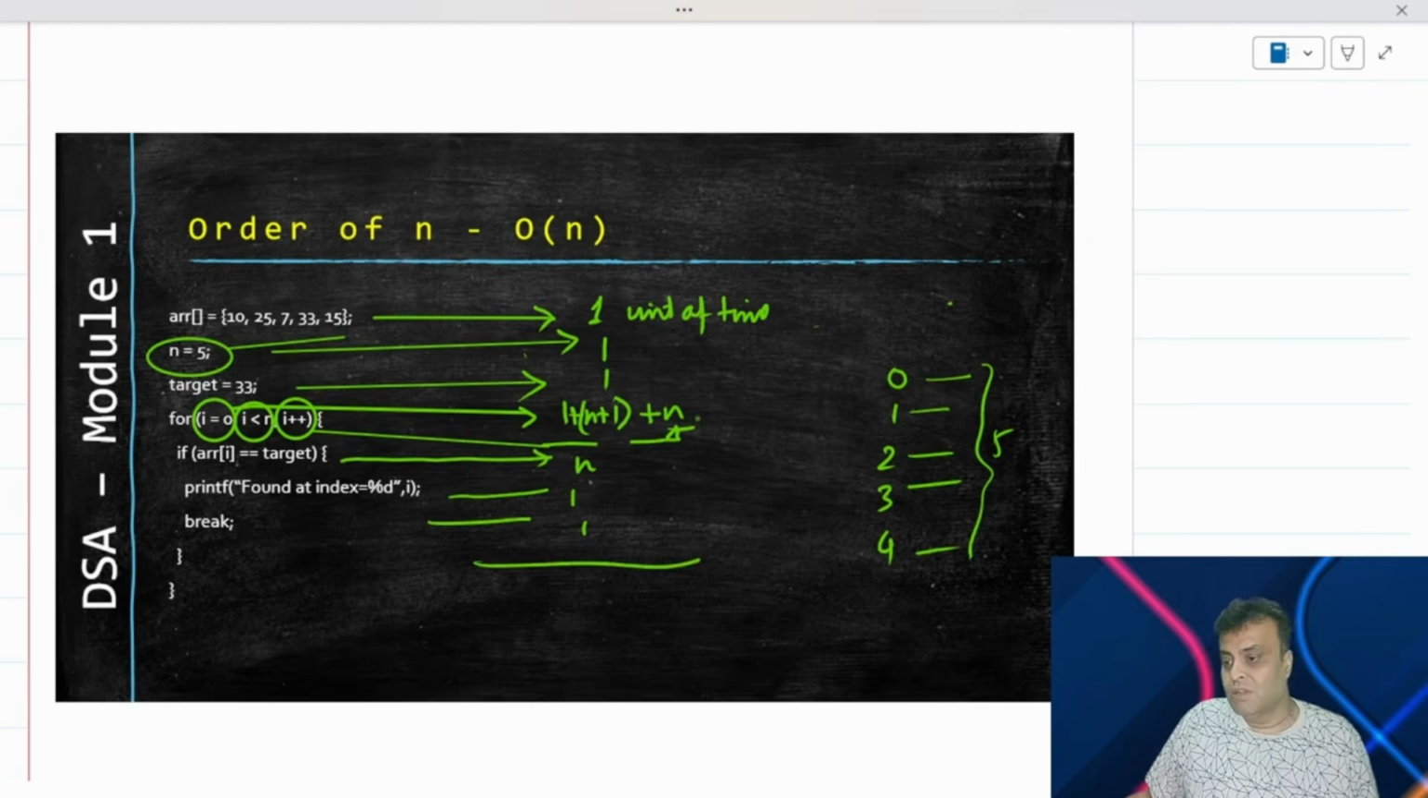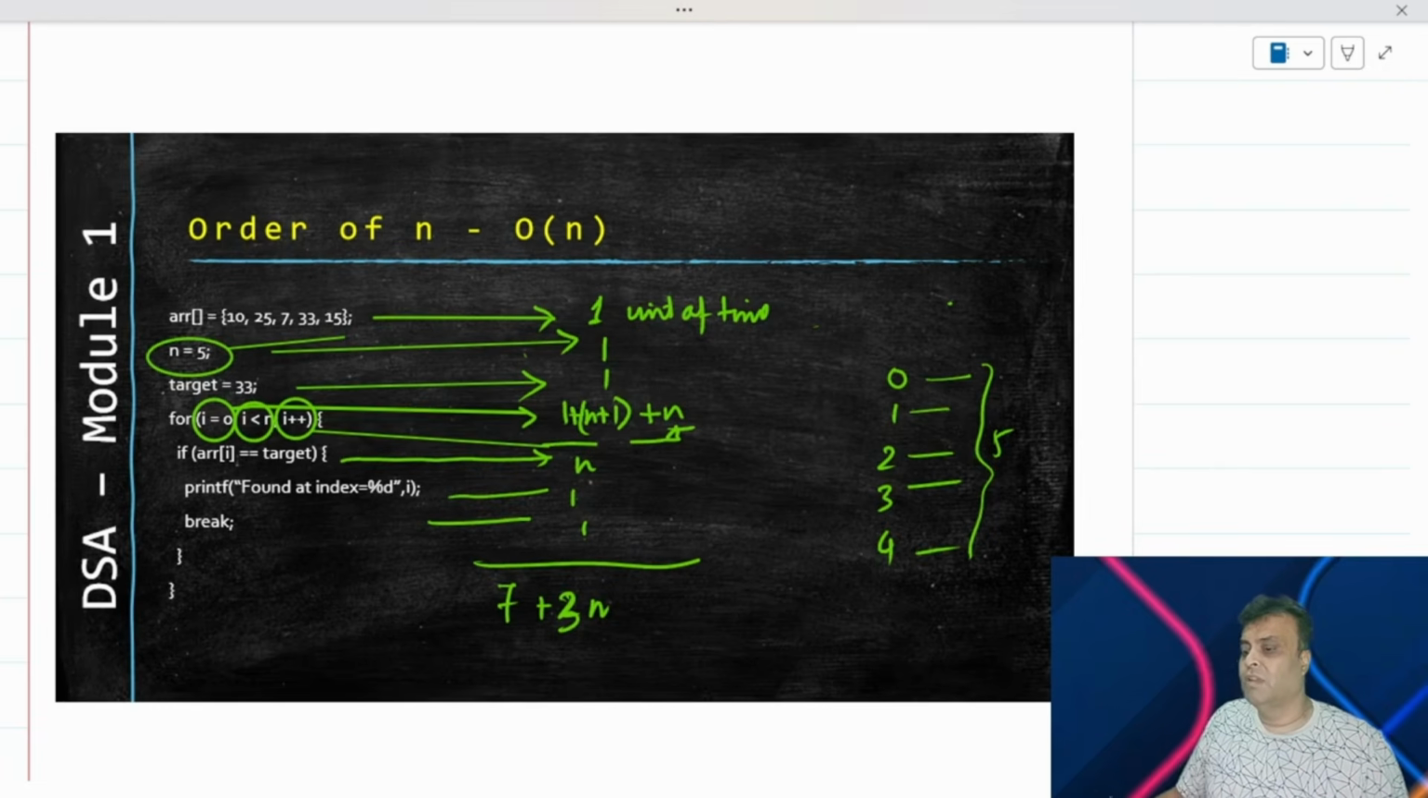So what is the total that we are actually calculating? 1 plus 1 plus 1, 3 plus 1, 4 plus 1, 5 plus 1, 6 plus 1, 7. So 7 plus 3n. That's the total amount of time that we are calculating.